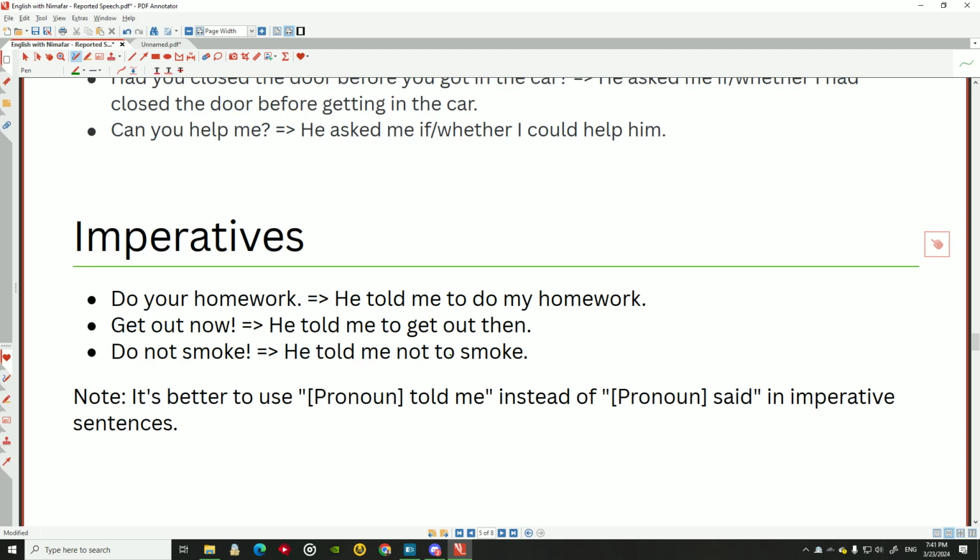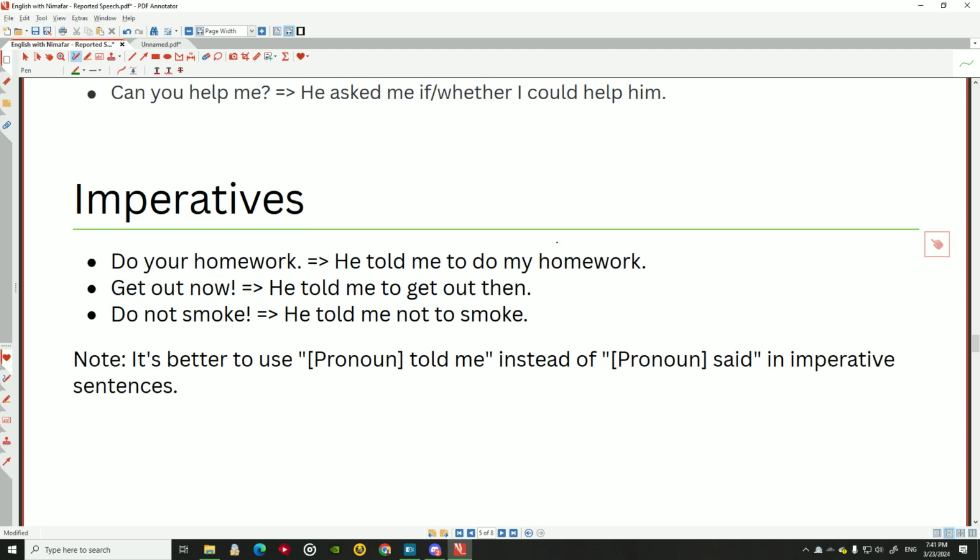Imperatives. Do your homework. Get out. Do not smoke. Don't park here. Something like that. Some commands, some orders, some obligations. We call them imperatives. If you want to do that, it's very easy.